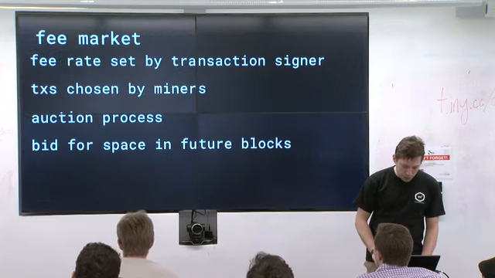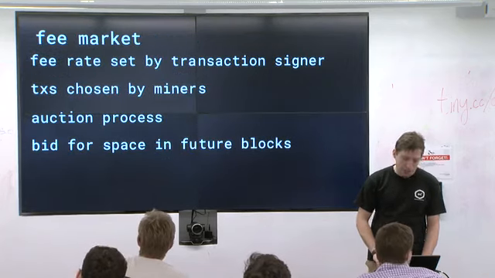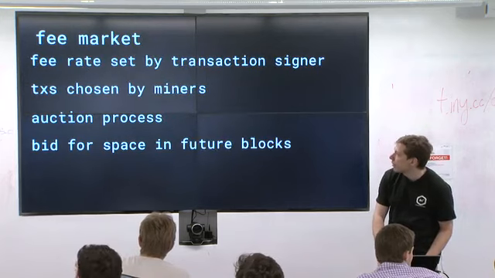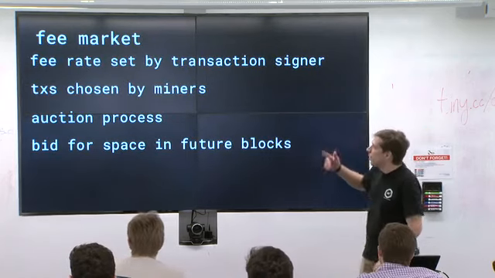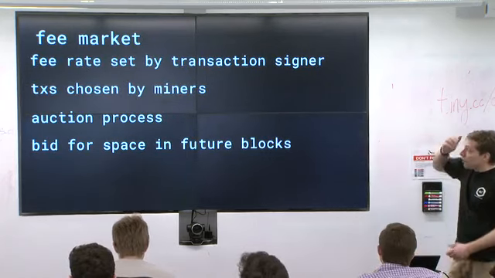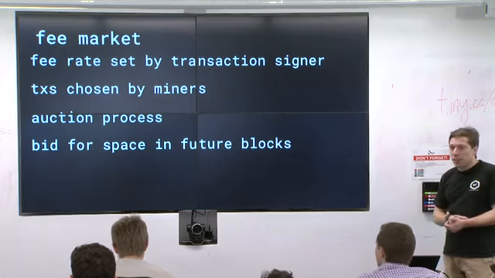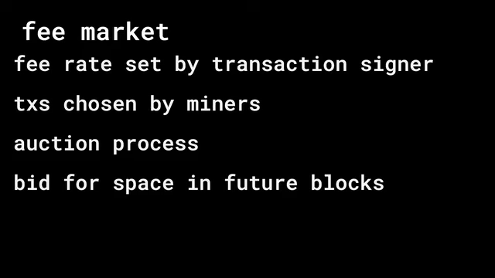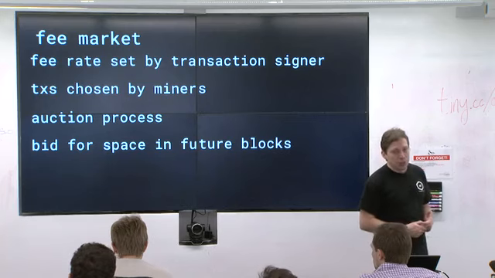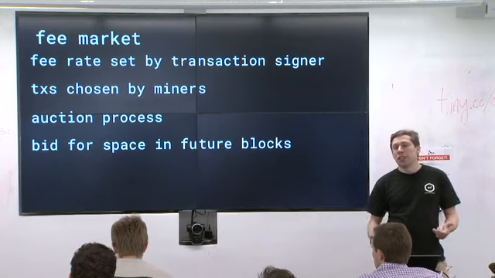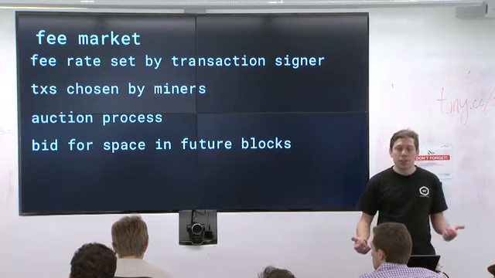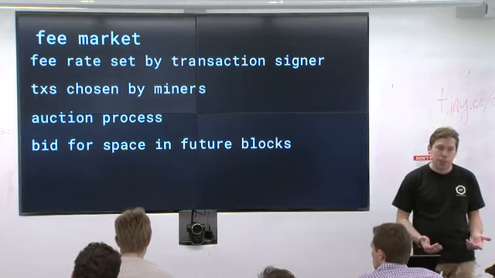So I think I talked about that in the next... wait, do I say that? Yeah. Okay, I'll talk about that in the next slide. So basically, the fee rate is set by the transaction signer, right? When you're creating a transaction, okay, I want to send 1 Bitcoin. I will spend 500 satoshis. My transaction's about 250 bytes. Okay, that's a 2 satoshis per byte fee rate.